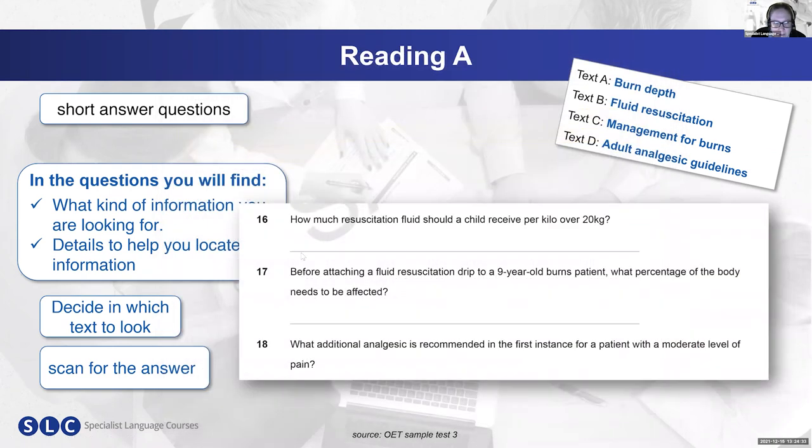So let's have a look at the next one. How much resuscitation fluid should a child receive per kilo over 20 kilograms? So what are we looking for? We're looking for a quantity. And what are the key words for question number 16? Child, yes. Aha, so child per kilo, over 20 kilograms, yeah. And what text is it going to be in? That's right, text B.